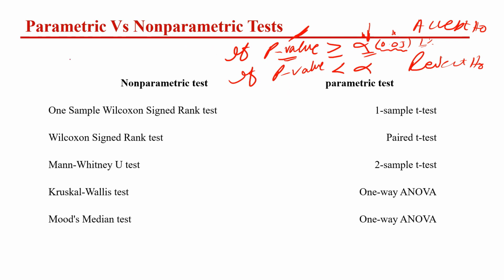So in this case, what is the H naught? The H naught is the data do follow the normal distribution. Whereas H1 is the data do not follow the normal distribution.